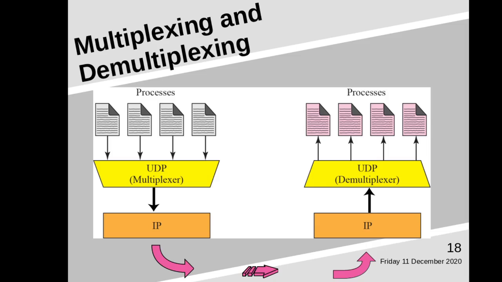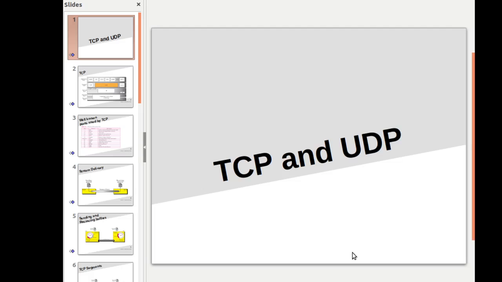So UDP is an example of a connectionless, simple protocol. Okay, so this is what we have learned today.